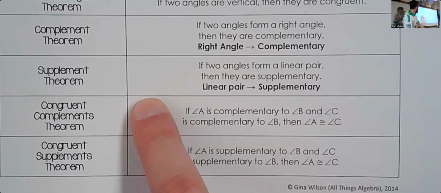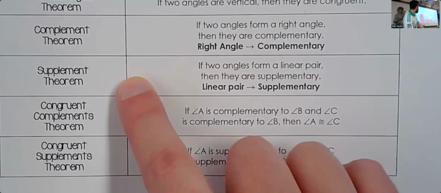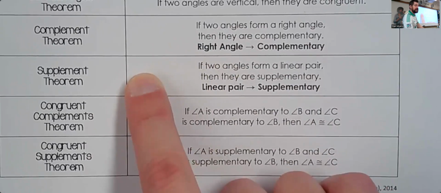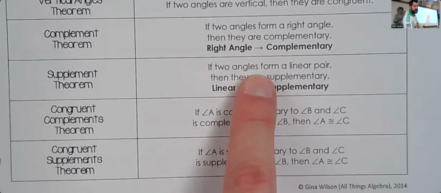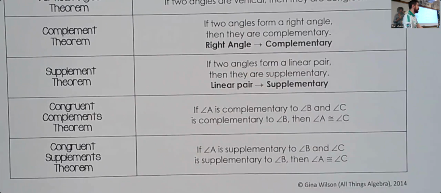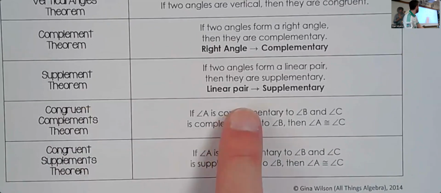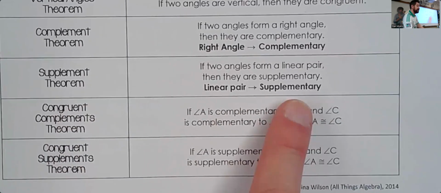The supplement theorem. We've actually already talked about this as well, because we talked about linear pairs. And if two angles form a linear pair, then they are supplementary. We actually use that with our definition of linear pair. But this is the supplement theorem: if you have a linear pair, that means they are supplementary, which means they have to add up to 180.